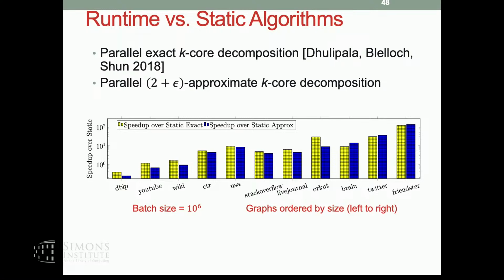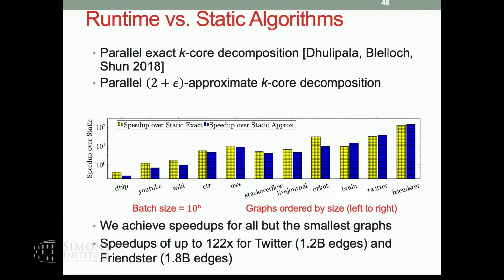The graphs here are ordered by size from left to right, smallest to largest. And we see that we get speedups for almost all of the graphs, all of them except the 2 smaller graphs, YouTube and DBLP. For the smaller graphs, it turns out that the number of edges they have is not too much larger than the batch size. So in that case, it actually makes sense to just rerun the static algorithm. But once you get to larger graphs like Twitter and Friendster with over 1 billion edges, this batch size of 10 to the 6 is pretty small compared to that. So we're able to get speedups of over 100x.